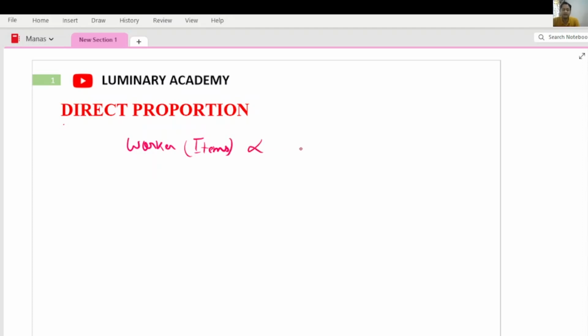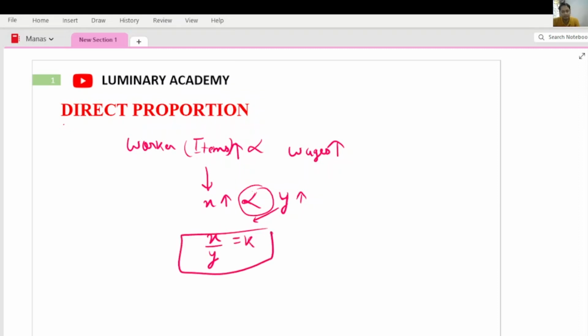Their wages depend upon the number of items they produce in a particular day. So you can say that the items and the wages are directly proportional. If the number of items increases, then the wages will also increase. So let the items be x. If x increases, definitely the wages, that is y, will also increase. Whenever we remove this proportionality sign, we put some constant. So x upon y is equal to k.